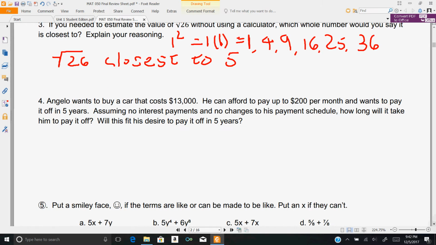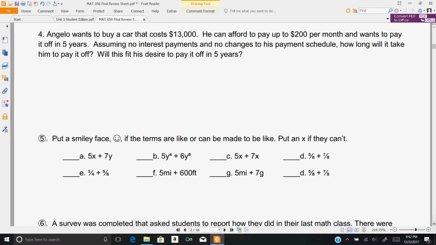Take a quick look at question 4. Pause the video when you've looked at question 4. Come back and see if your solution agrees with mine.